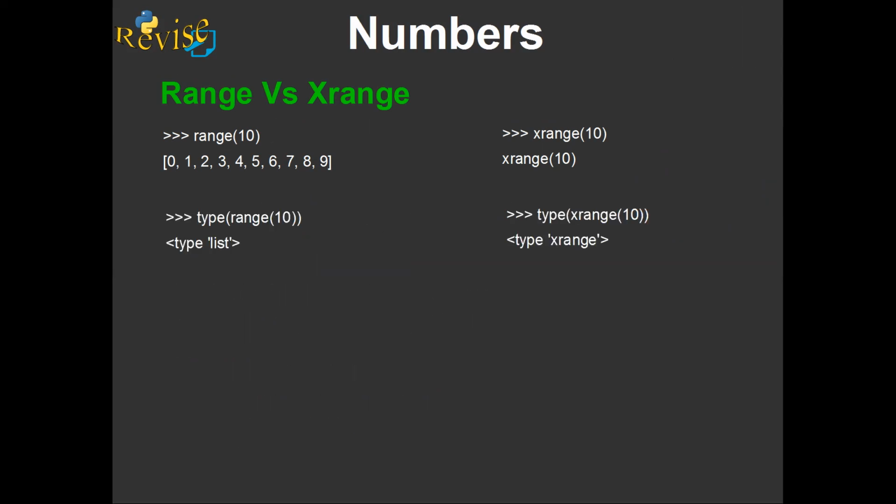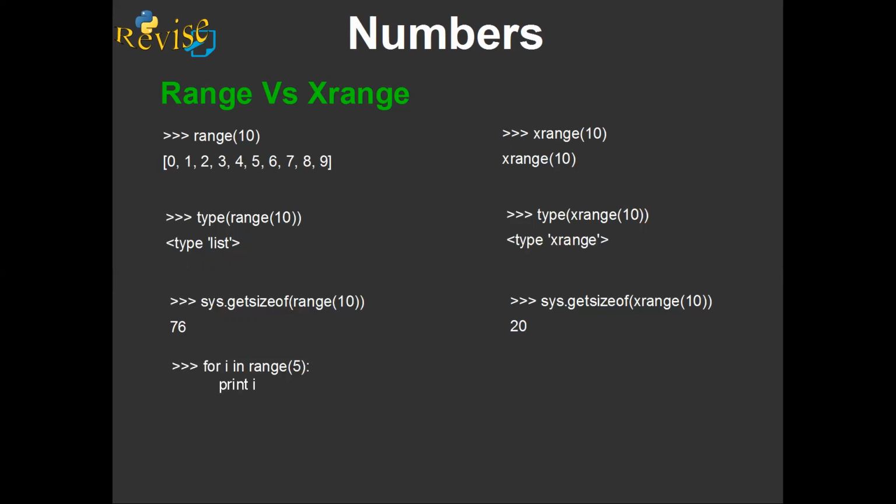So what happens here? You get a size of range of 76. That is the size of a list loaded in memory, while the size of xrange is just 20. So xrange saves a lot of memory space because it evaluates lazily. It's not an iterator, but it evaluates lazily and gives you numbers one by one. When you use them in a for loop, you will not notice a difference; it looks like they work the same way, but the main advantage of xrange over range is the memory saving.